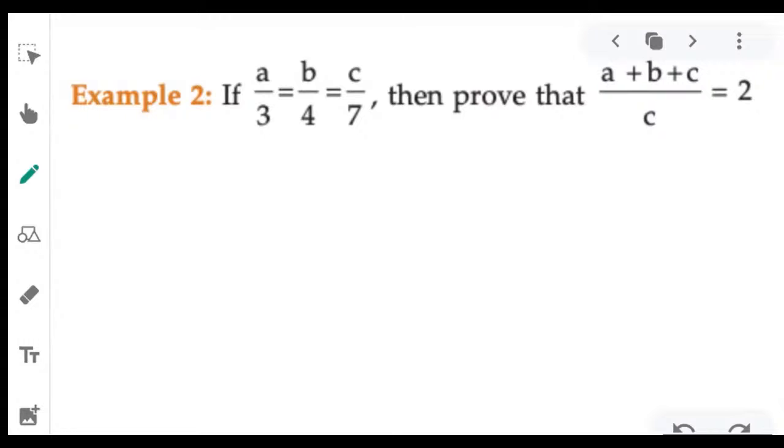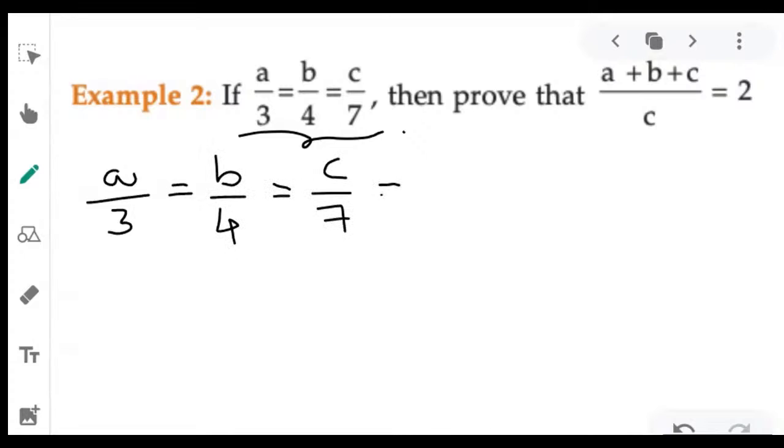If A by 3 is equal to B by 4 is equal to C by 7, then prove that A plus B plus C by C is equal to 2. All right. I'll write down the first equation, the first condition that I want to take. From there, the rest of the problem you only have to do. I'll take all of these three: A by 3 equals B by 4 equals C by 7 equals some K. Now go on from here.